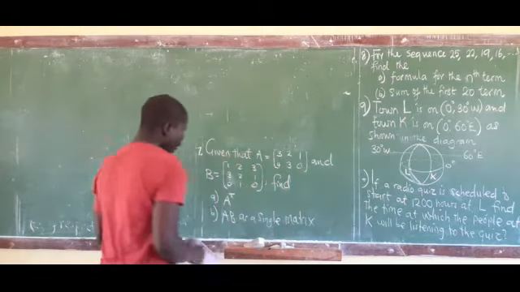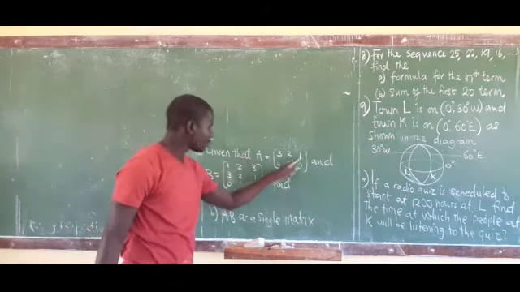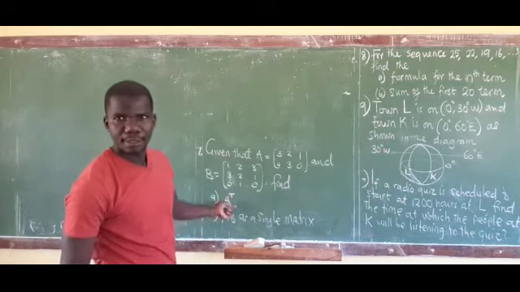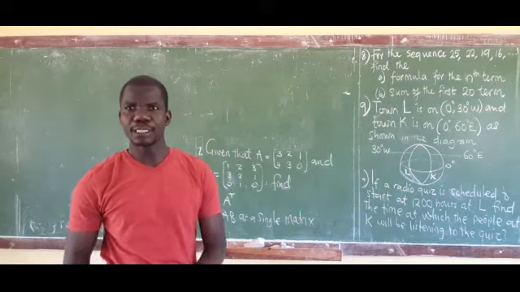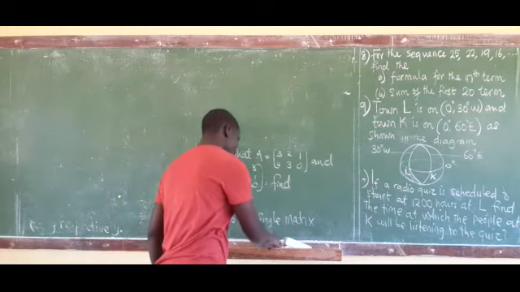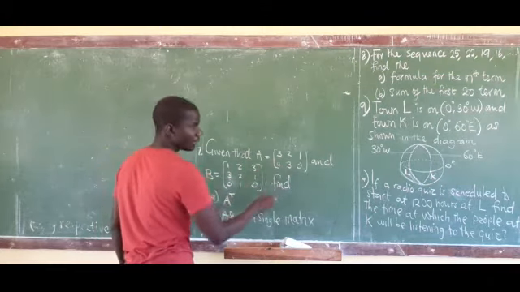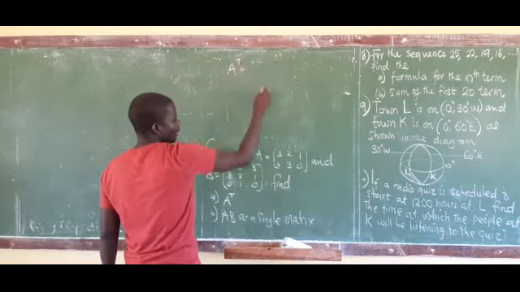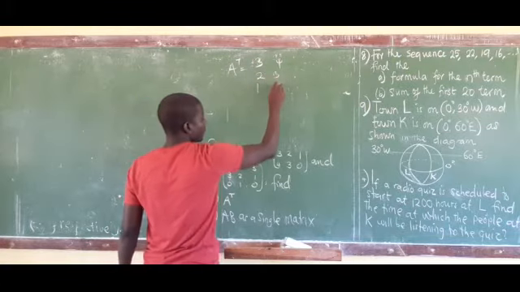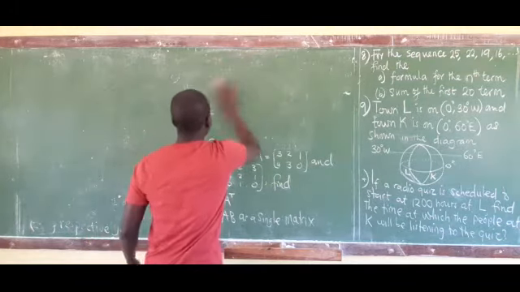So the seventh question, we have the matrices here. A is given by this matrix and B is given by this matrix. So find the transpose of A. So how do we find the transpose of A? That is what we're supposed to do. We need to transpose A. The rows will become columns and columns will become rows. So the transpose of A is going to be 3, 2, 1, 4, 3, 0. So we have answered the first question.